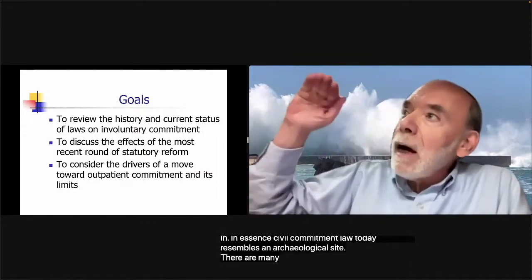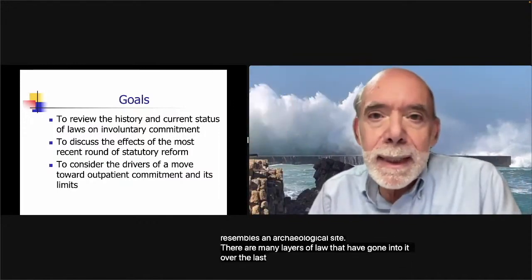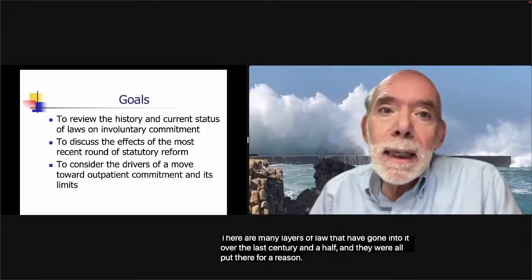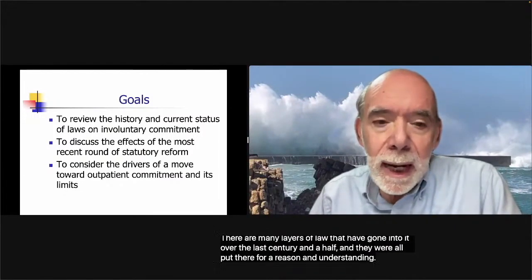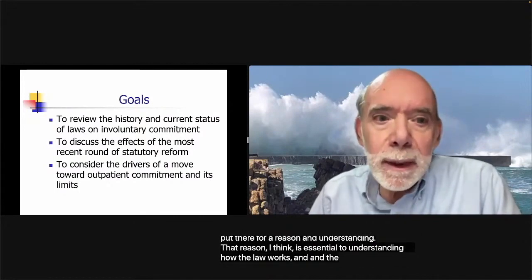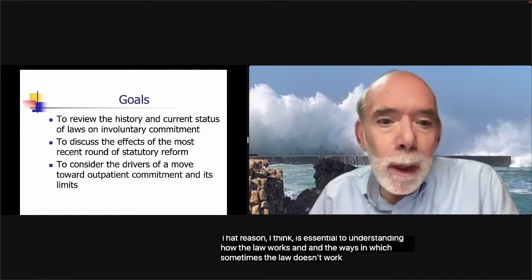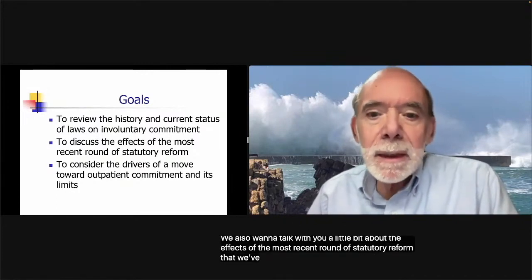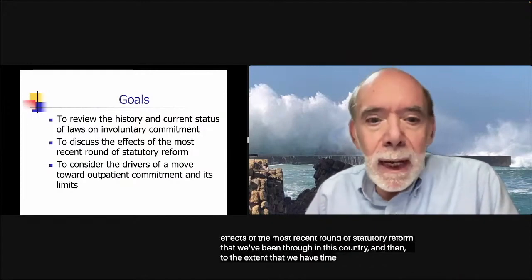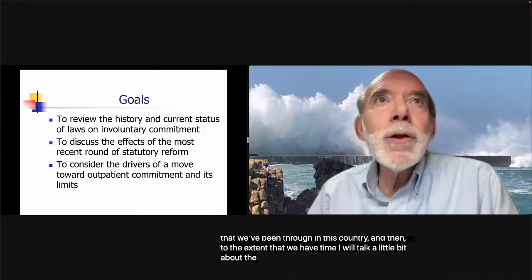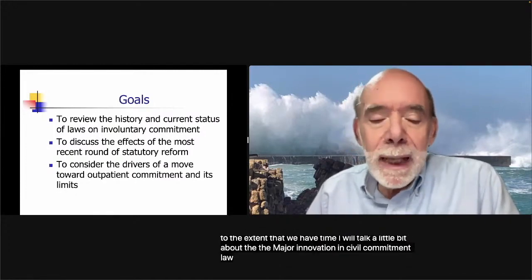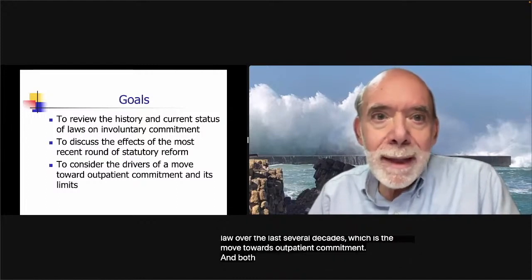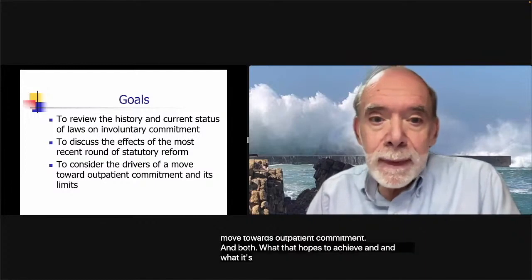There are many layers of law that have gone into it over the last century and a half, and they were all put there for a reason. And understanding that reason, I think, is essential to understanding how the law works and the ways in which sometimes the law doesn't work. We also want to talk with you a little bit about the effects of the most recent round of statutory reform that we've been through in this country. And then, to the extent that we have time, I will talk a little bit about the major innovation in civil commitment law over the last several decades, which is the move towards outpatient commitment and both what that hopes to achieve and what its limitations have been.